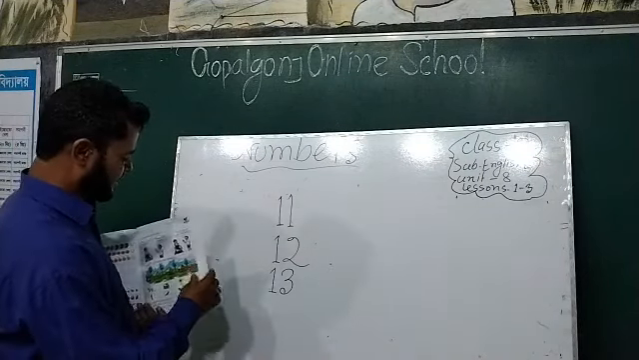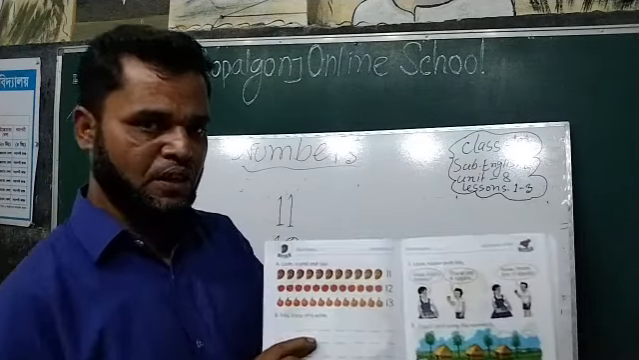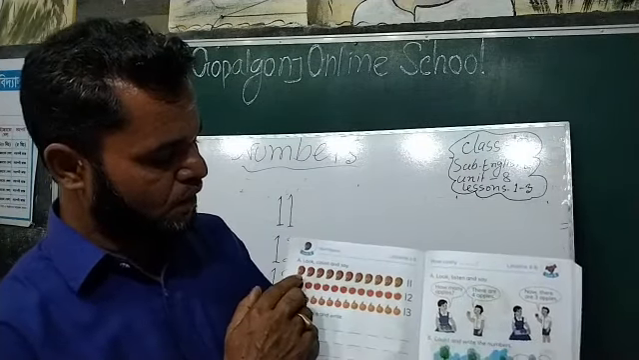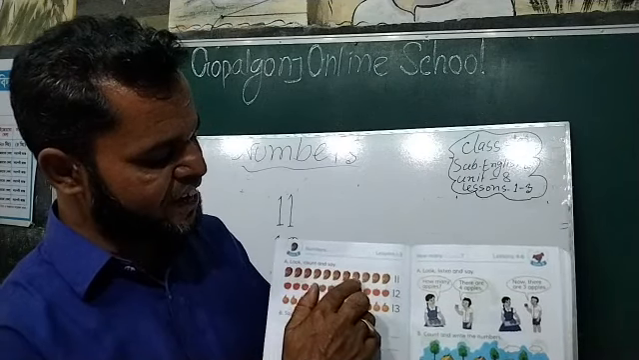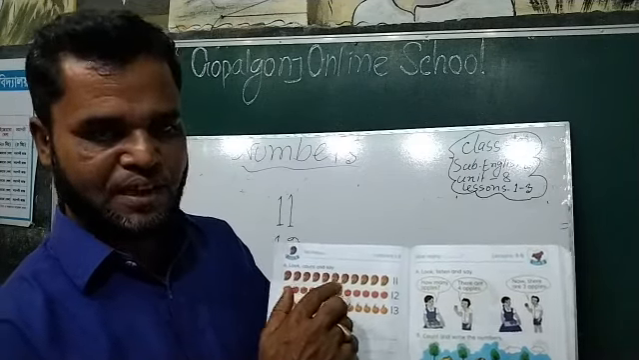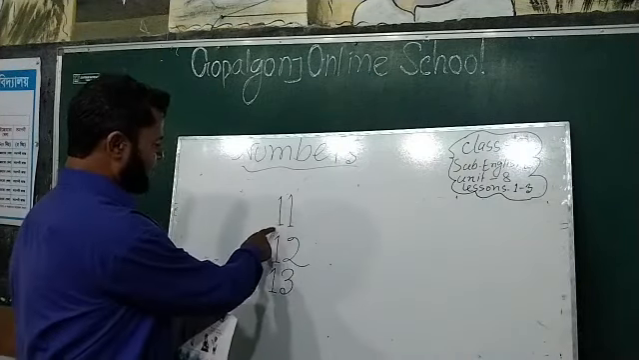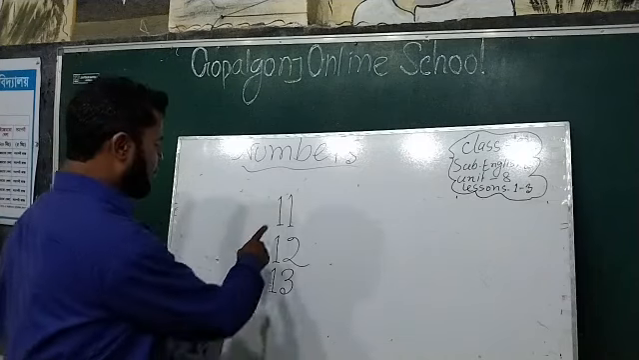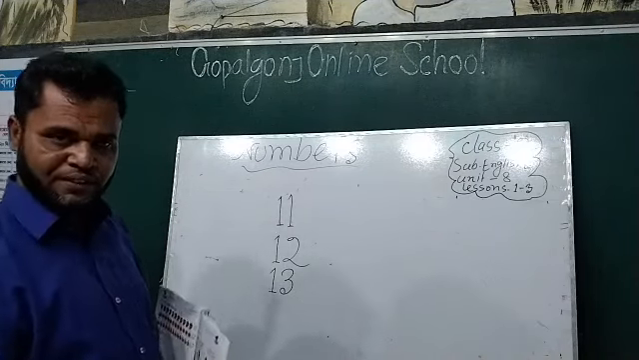Dear students, again, you have to look at the book. 1, 2, 3, 4, 5, 6, 7, 8, 9, 10, 11. How many mangoes? 11 mangoes. That's 11.